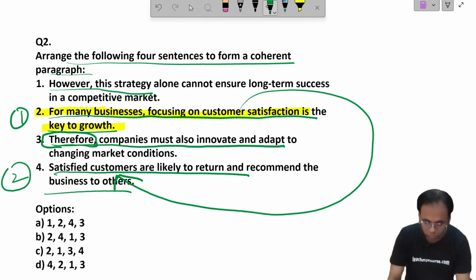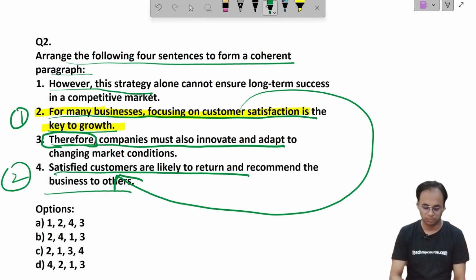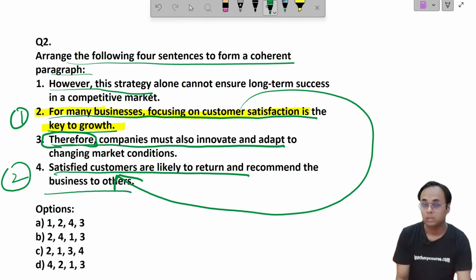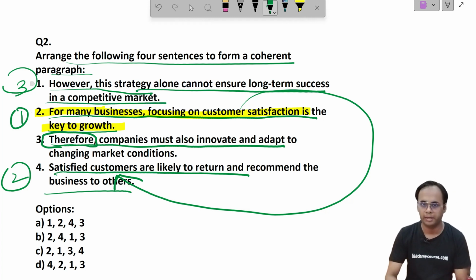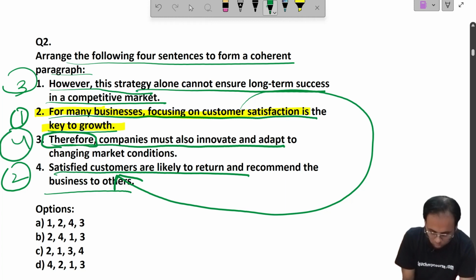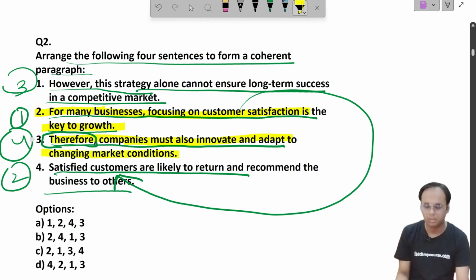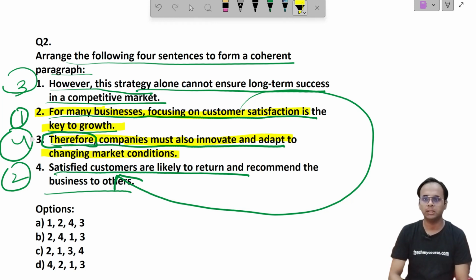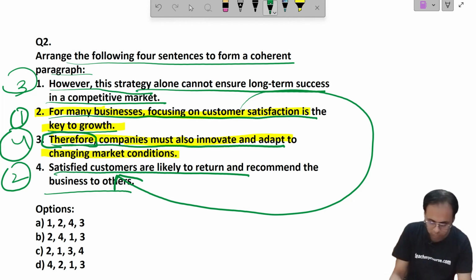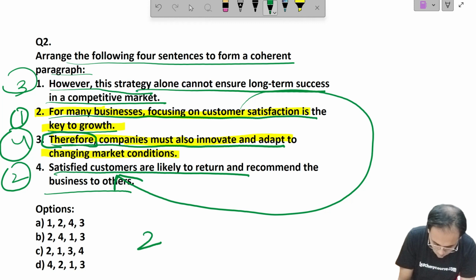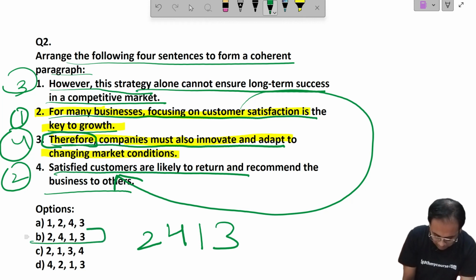So in the first two sentences we have focused on the customer satisfaction part. However, now we are placing a contradictory point: however, this strategy alone cannot ensure long-term success in a competitive market. And therefore this is the final one because we are concluding: therefore companies must also innovate and adapt to changing market conditions. So besides customer satisfaction, companies should also focus on changing market conditions. That is the logical way of forming this paragraph. It should be 2, 4, 1 and 3. So 2, 4, 1 and 3 should be the answer as per me.